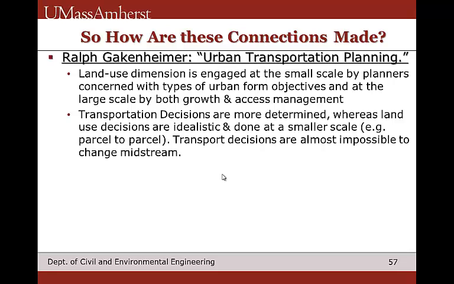But with more of the urban planning and the land use concepts, those are more fluid. They can change and adapt as a project goes on.